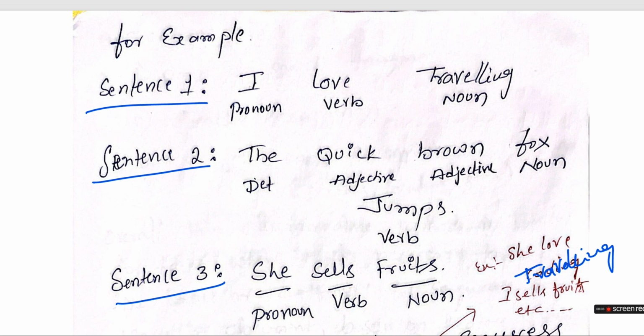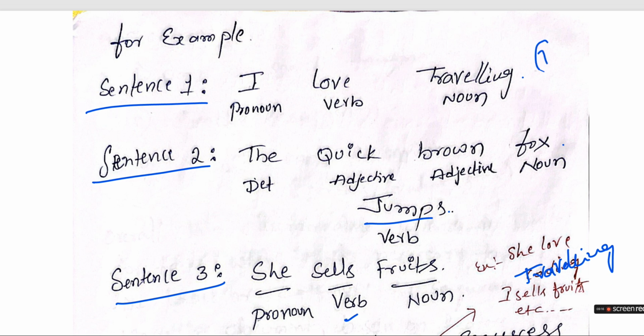From these 3 sentences, this hidden Markov model will first learn how many words there are, how many punctuation marks there are, and how many sentences there are. All these things it will learn from this data. So here, I means pronoun, love means verb relation, traveling means noun. Same like that for all the sentences. The means determiner, quick brown means adjectives, fox means noun, jumps means verb. Then she means pronoun, sells means relation, fruits means noun.